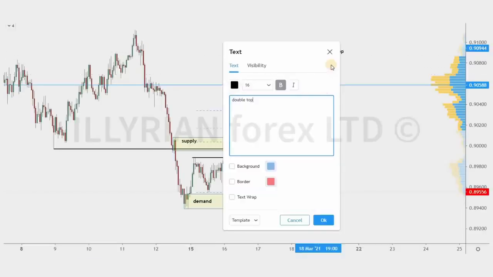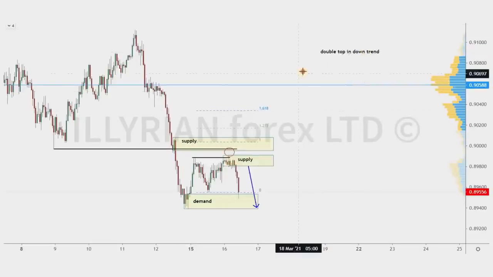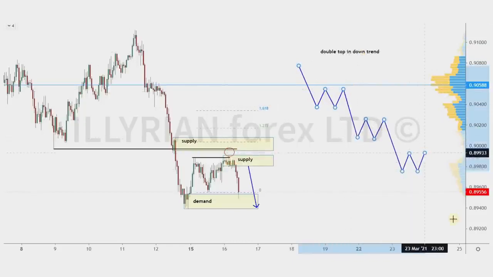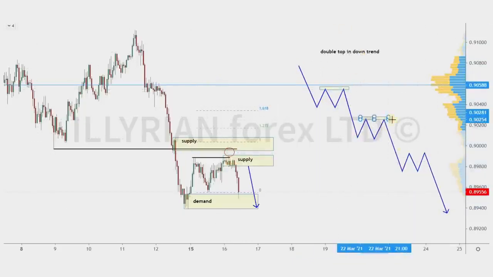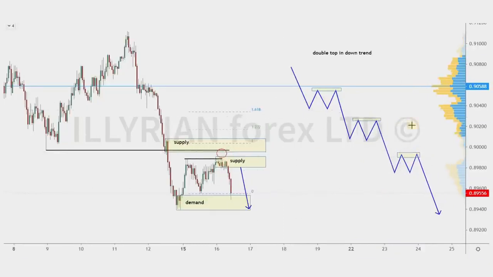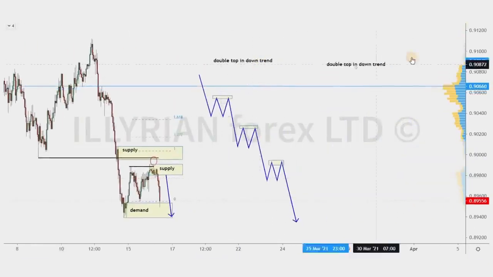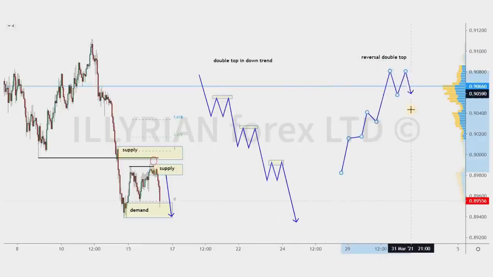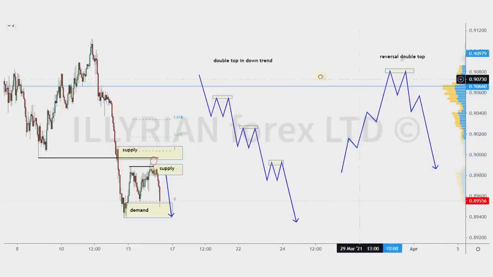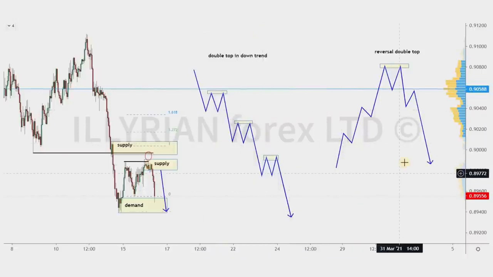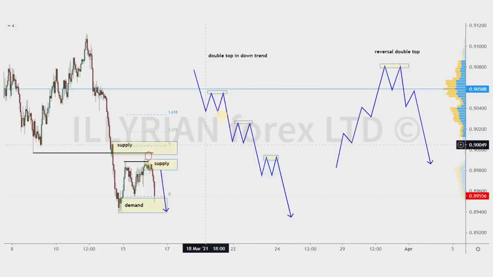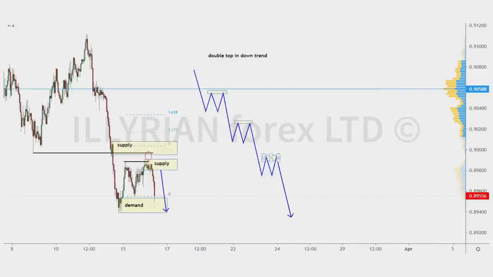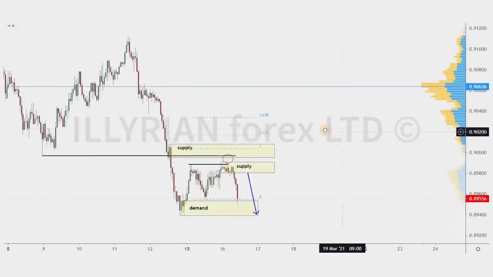These patterns are created during a strong trend. In our case it is a double top in a downtrend. Here we have the illustration of this pattern. They happen very often and are profitable, in some cases more than the classic reversal double top pattern. These are two types of double tops next to each other, and you can see the visual difference. Let's turn to our setup.